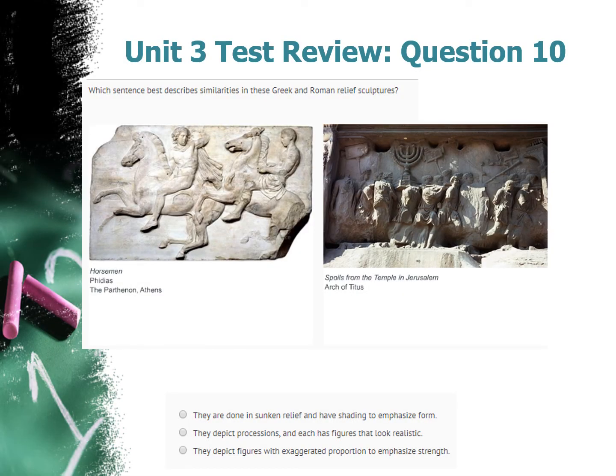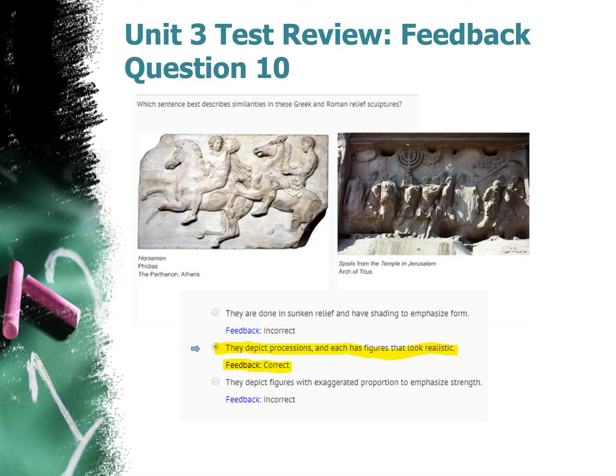Okay, this is our last question. Which sentence best describes similarities in these Greek and Roman relief sculptures? They are done in sunken relief and have shading to emphasize form. They depict processions, and each has figures that look realistic. They depict figures with exaggerated proportions to emphasize strength. Our correct answer will be they depict processions, and each has figures that look realistic.